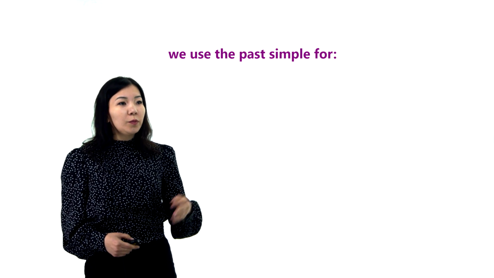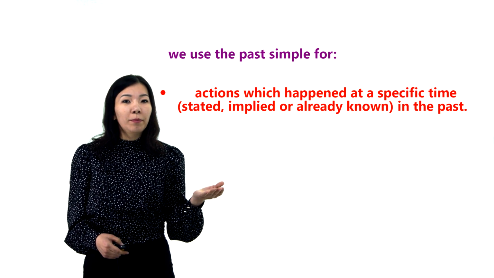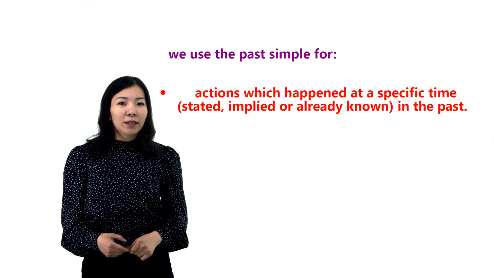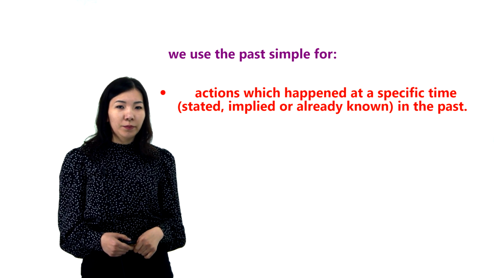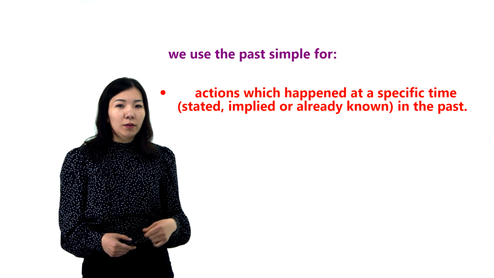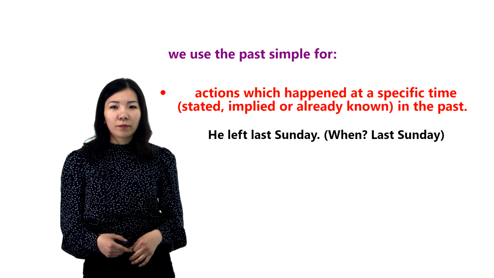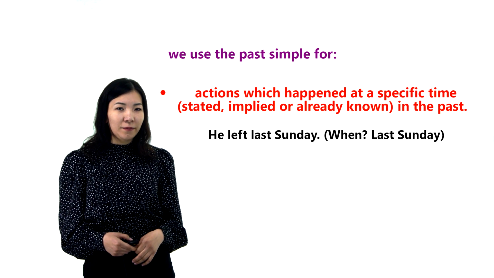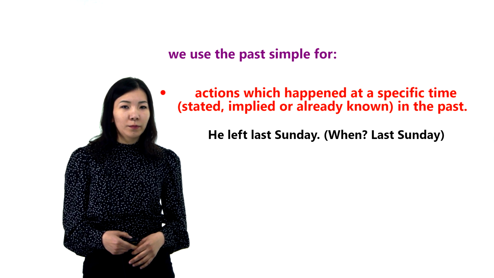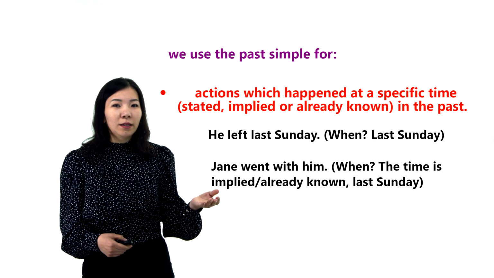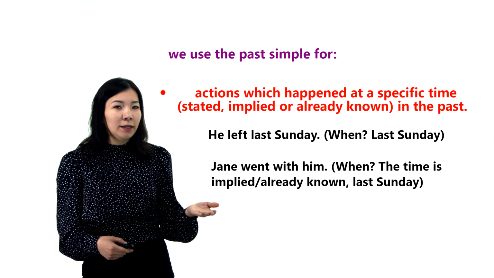So, we use the past simple for actions which happened at a specific time. It can be stated, implied, or already known in the past. For example, he left last Sunday. When? Last Sunday. So here last Sunday is a specific time stated in the sentence. But in the following sentence, Jane went to him, the time is implied or already known.